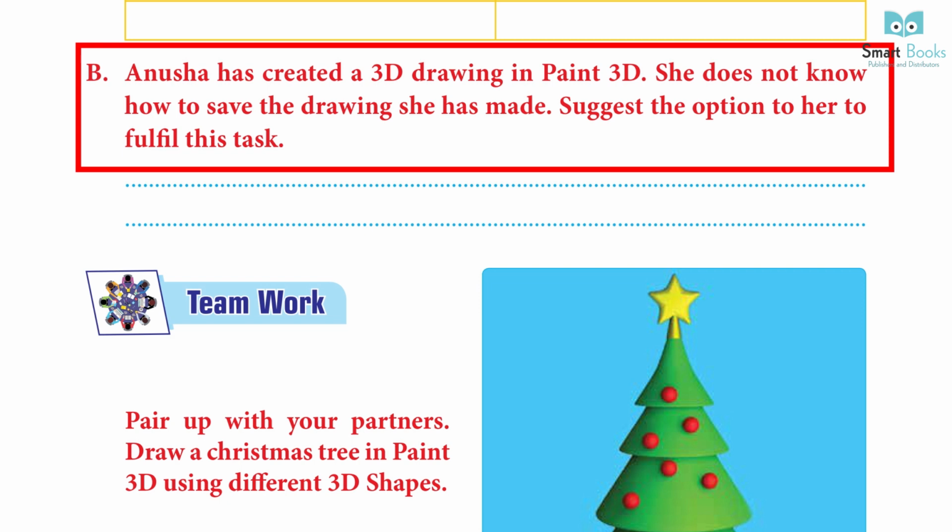Answer: Steps to save a drawing in Paint 3D. Steps: 1. Click Expand menu button. 2. Select the Save As option. 3. Type a name for your project. 4. Click the Save option.